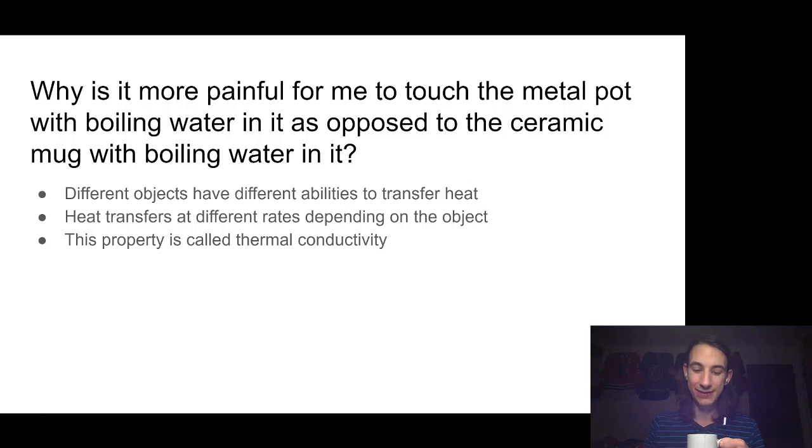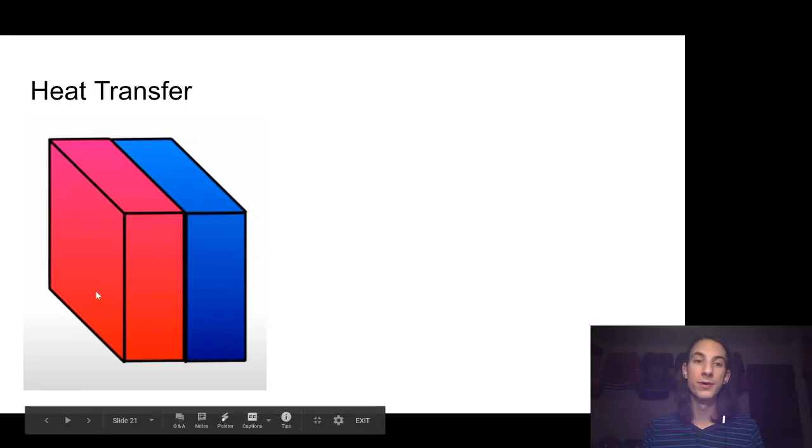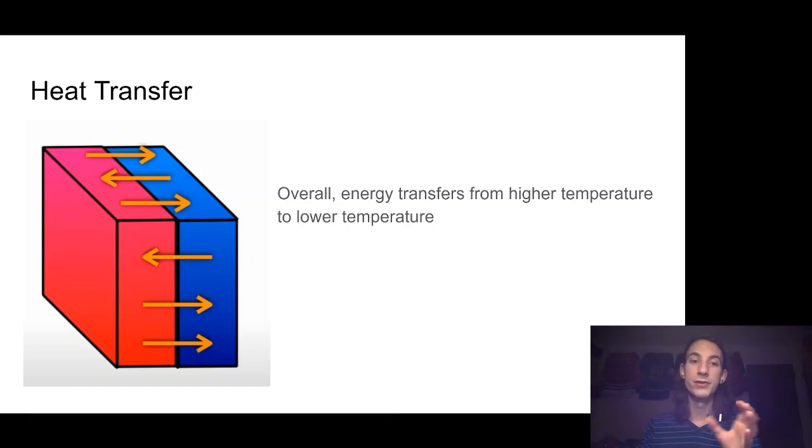So what we can say with this is we're thinking about this process of heat transfer, and we can say that different objects have different abilities to transfer heat. And we're going to look into the factors that cause that in a second. So heat transfers at different rates depending on the object, and the property that we're talking about with the pot versus the ceramic mug is called thermal conductivity, but we're going to look at every aspect that causes this difference. So if we're looking at heat transfer, we said that this process of transferring heat has to happen between a hot object and a cooler object, so with some sort of temperature difference, one at a higher temperature than another. I have the red one, and then the blue one is going to be the colder one. So it's going to transfer overall from higher temperature to lower temperature.